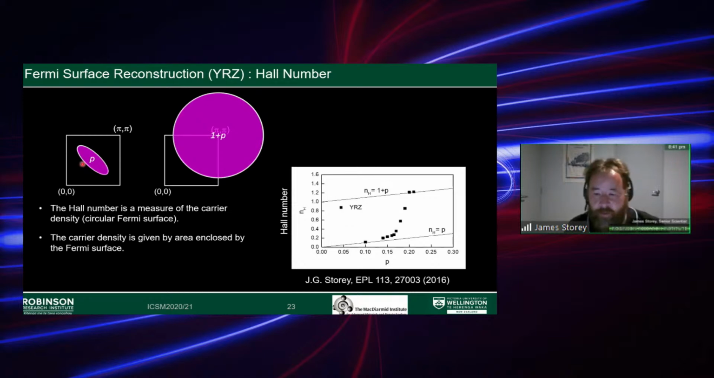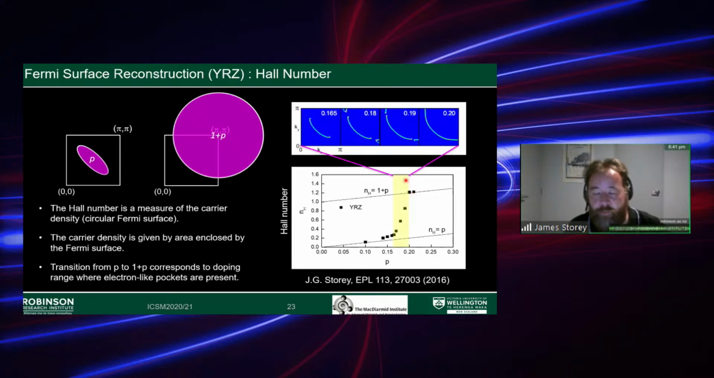If we calculate the Hall number from this Fermi surface reconstruction, we can see that the Hall number transitions from 1 plus p down to p, and it is accompanied by this transition region here, which corresponds to the dopings where the electron-like pockets are present.